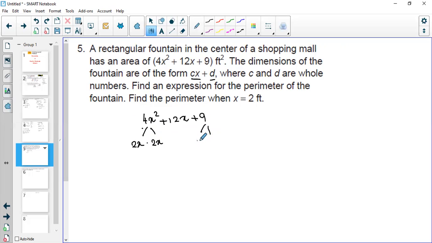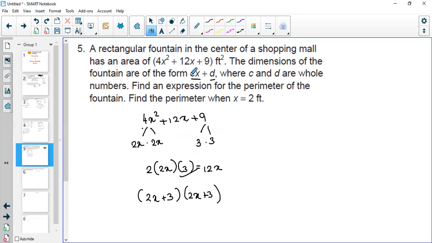Similarly, this one is going to be 3 multiplied by 3. So first check whether, if you multiply 2x and 3 with a 2, we will get 12. 2 2s are 4, so 4x multiplied by 3 is going to give you 12x, which means I could write this factorization as 2x plus 3 and 2x plus 3.